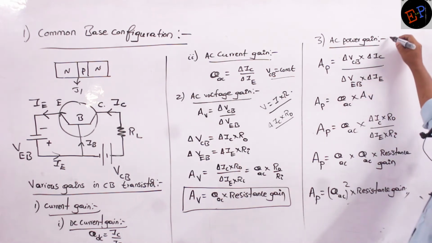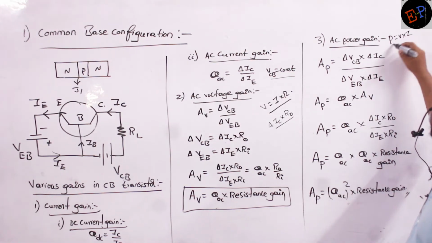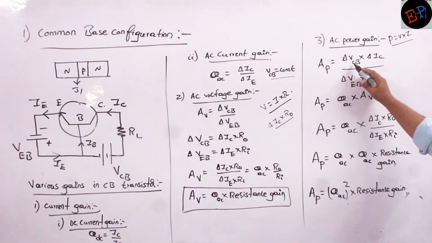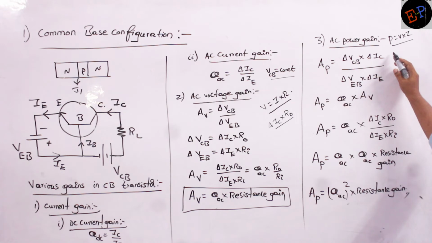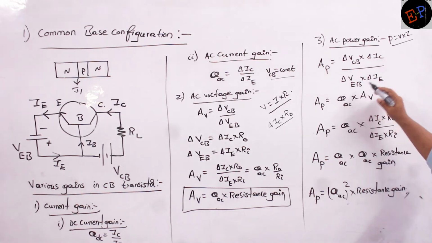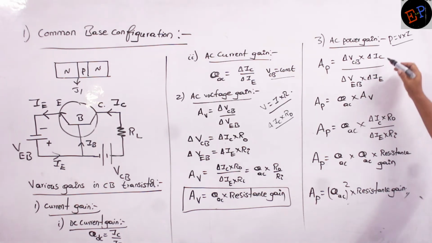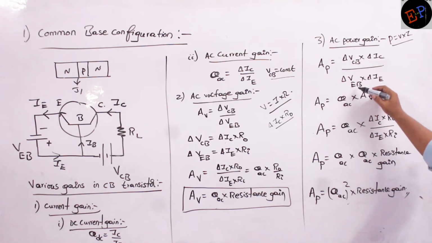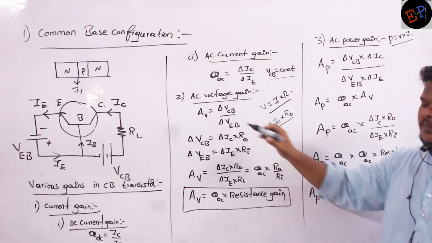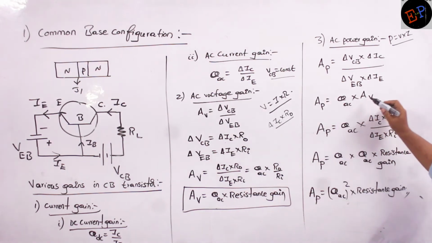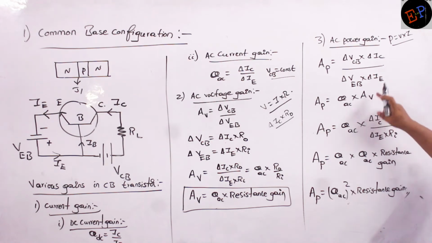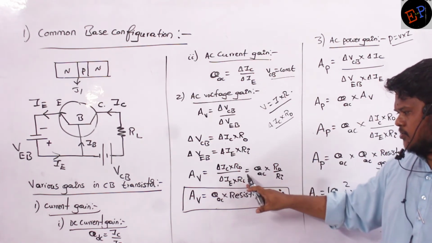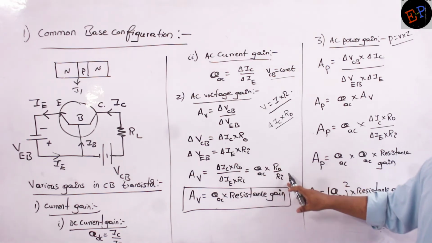Power is V into I. Know what the power formula is? V into I. So output power divided by input power. Output voltage is VCB, output current is IC. Input voltage is VEB, input current is IE. IC by IE, again alpha, no? So alpha into delta VC by delta VEB, which is nothing but voltage gain. So I can write alpha AC multiplied by voltage gain. And voltage gain can again be written in this format, alpha AC multiplied by R0 by Ri.